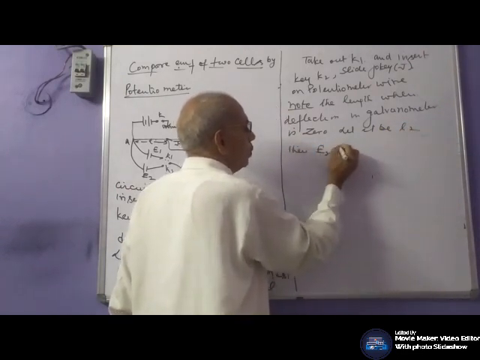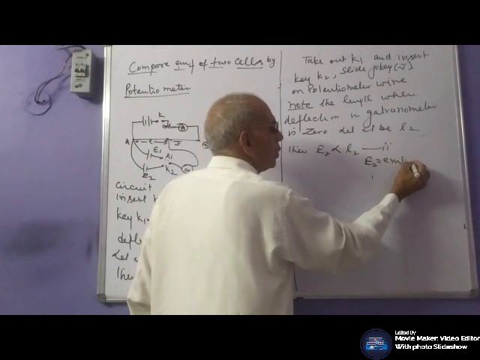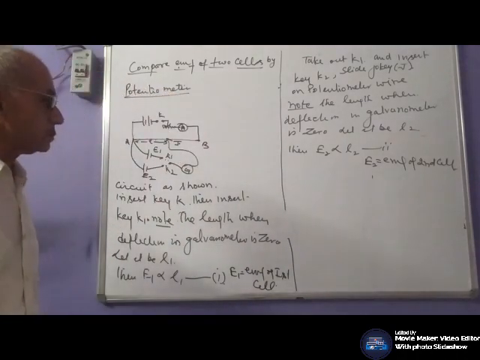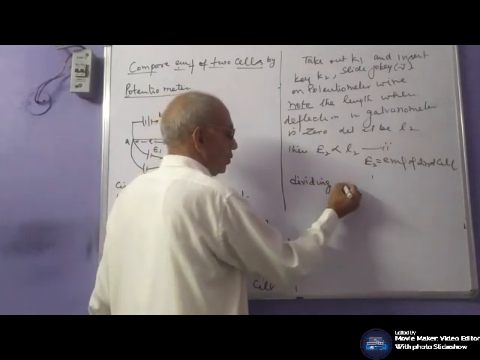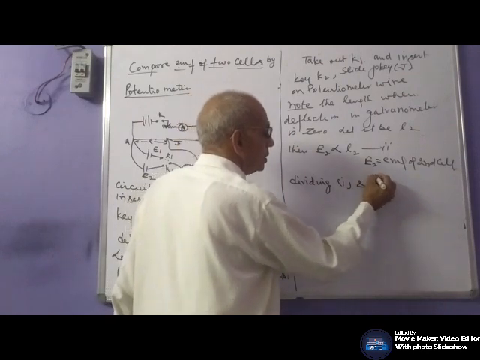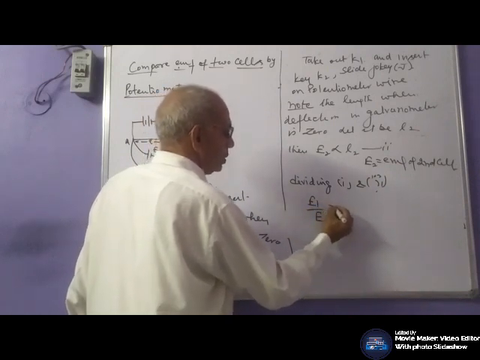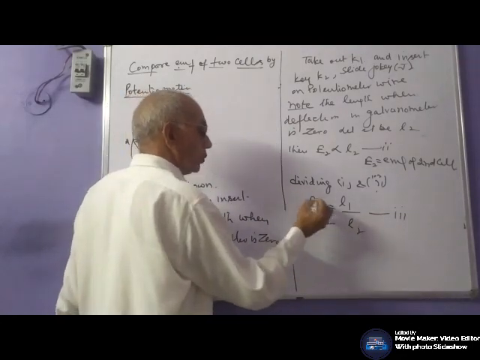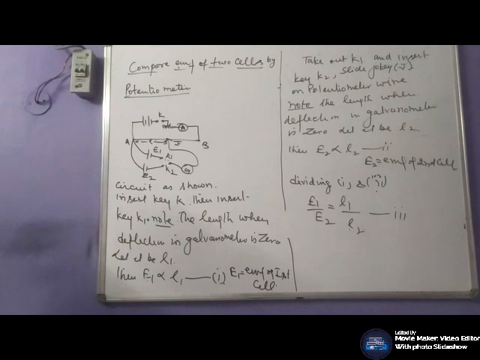Then E2, L2, number 2. What is E2? EMF of second cell. Dividing first and second, E1 by E2 is L1 by L2. We know L1, we know L2, we can compare EMF of two cells by potentiometer.